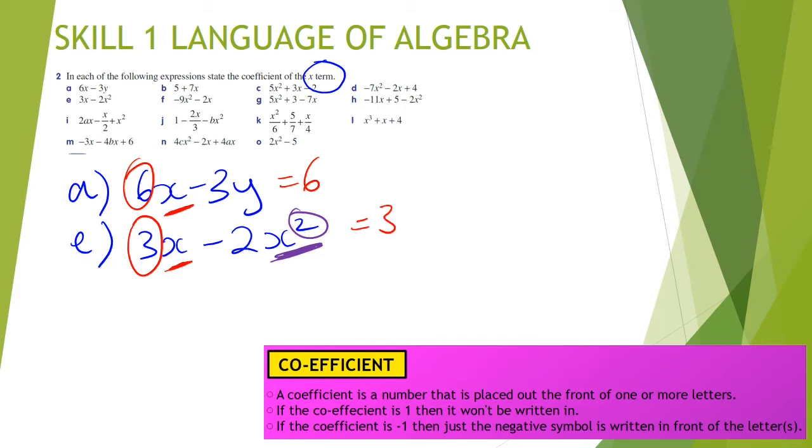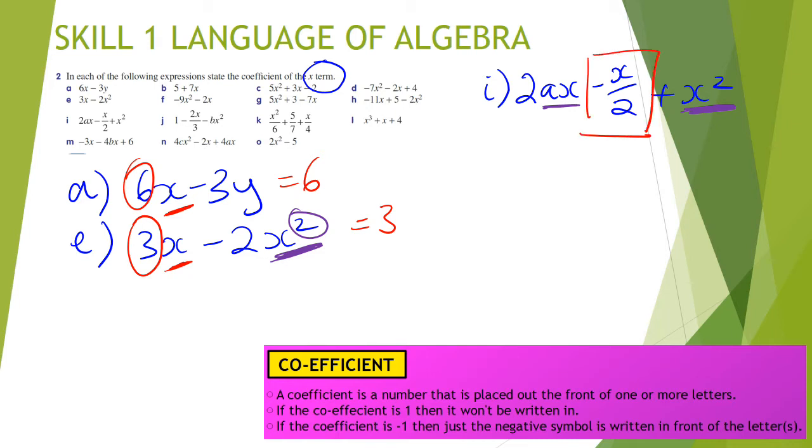If we look at I, which is a bit harder, we've got 2ax take away x over 2 plus x squared. We're looking for the x term. This is ax, so we've got 2 letters there. That's not what we want. This is x squared, same problem as before. It's a different power. So here is our x term. It looks different because it's being divided by 2, so it's a fraction.